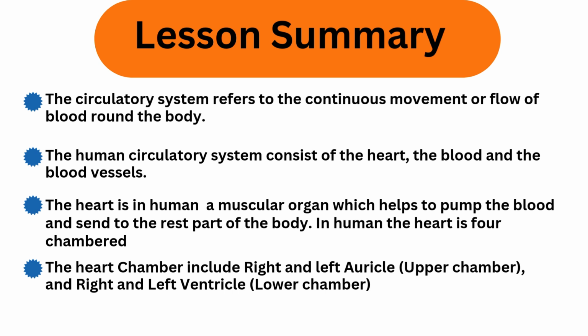Let's look at a summary of this lesson. In this lesson, we have learned the following. The circulatory system refers to the continuous movement or flow of blood around the body. The human circulatory system consists of the heart, the blood, and the blood vessels. The heart in humans is a muscular organ which helps to pump the blood and send it to the rest of the body. In humans, the heart is four-chambered. The heart chambers include the right and the left auricle, which are the upper chambers, and the left and right ventricle, which are the lower chambers of the heart.